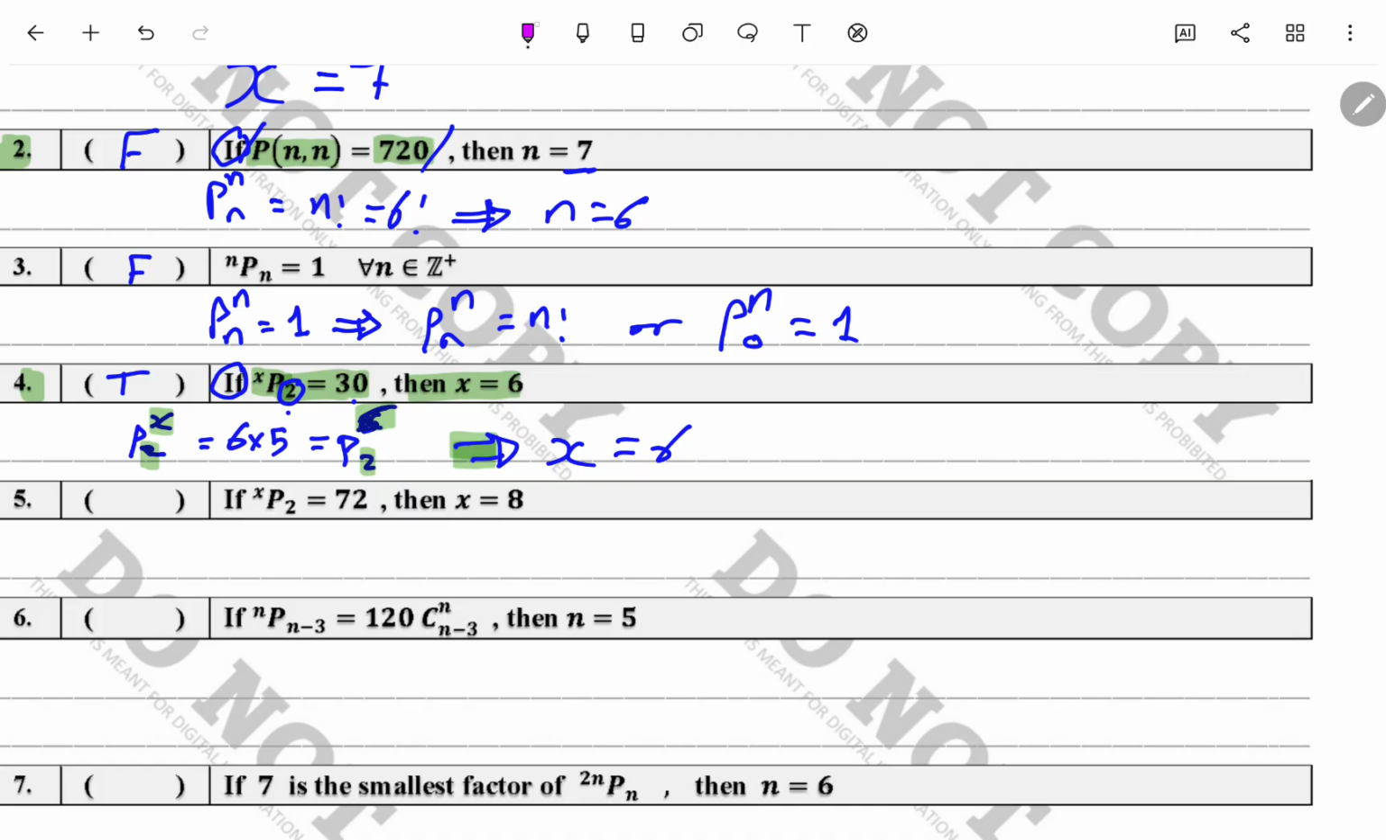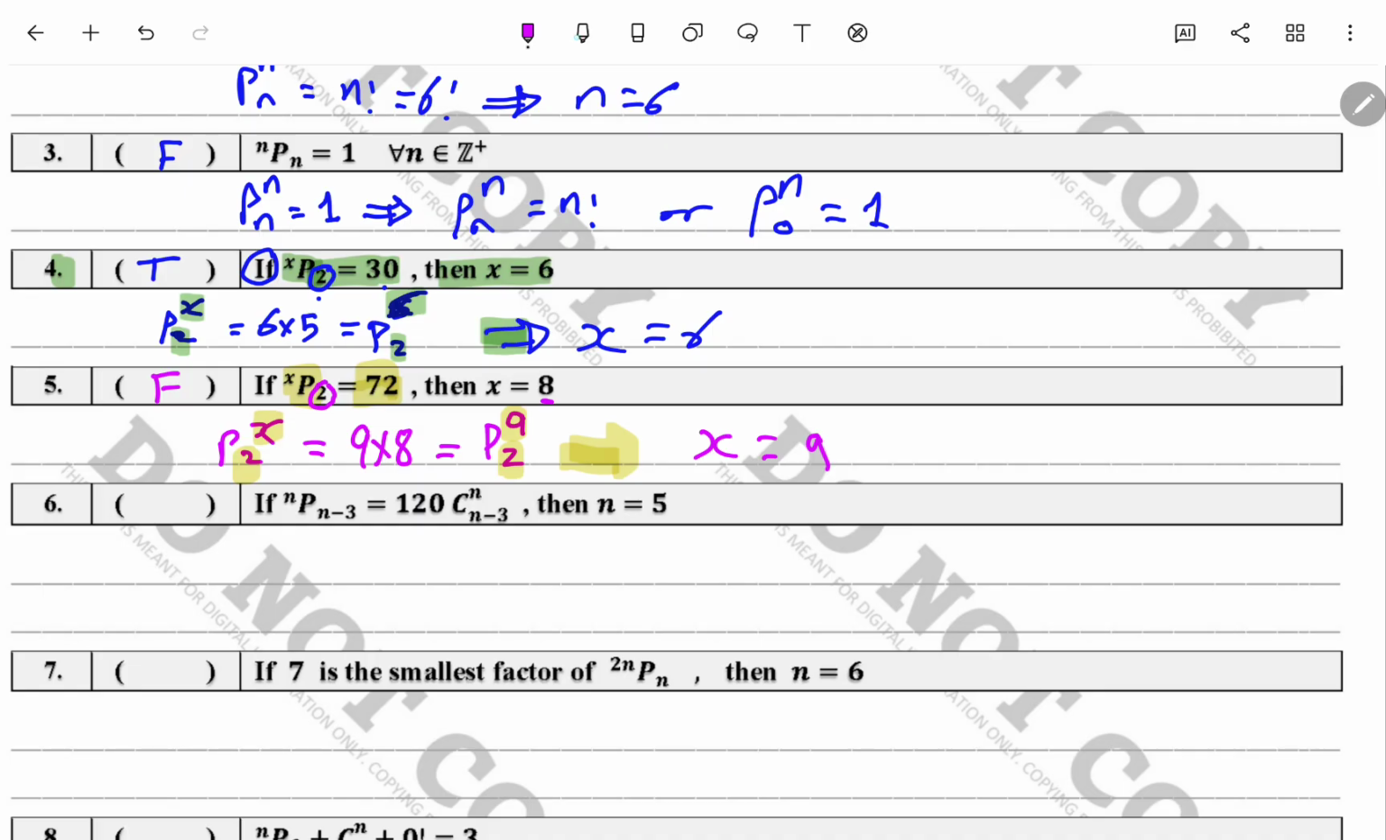In number 5, if we have x permutation 2 equals 72, we're going to think similarly by two factors. Start with 9 times 8, and that will give you 72. So you can have now another permutation, which is 9 permutation 2. If we see that the r's are equal, we can equate also the n's. That will give you the value of x, which is 9, which is not similar to that one. That will make it false.